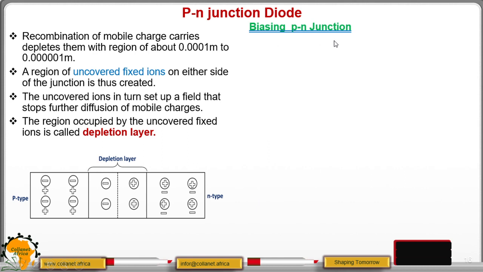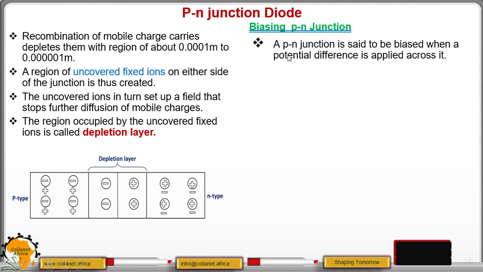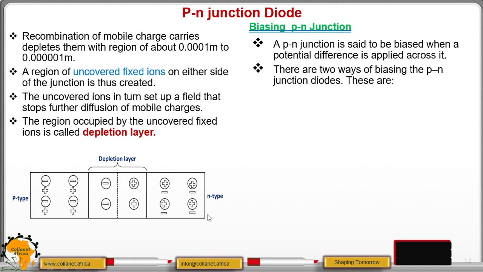Then we move to the biasing of Pn junction. We start by defining the word biasing. As we have seen, we have the p-type and we have the n-type. Now, when we say that a Pn junction is biased, it implies that we have applied a potential difference across them. In other words, you have connected the P and the N with a conducting wire or with an external source of power. Therefore, we can have forward biasing and reverse biasing.